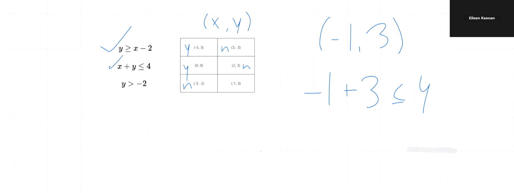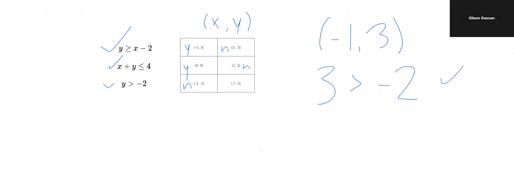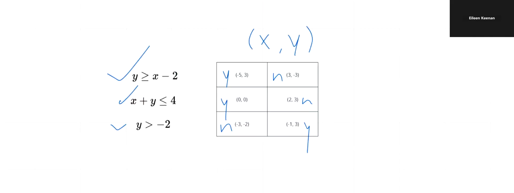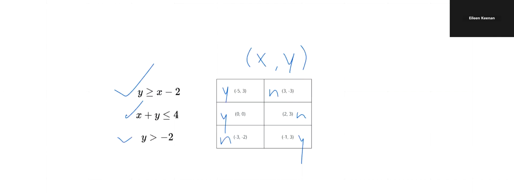And lastly, y is greater than -2. Well, 3 is greater than -2. That checks out, so that's true. So this is also a solution here. So that's how we find out if the points that we're given are part of a solution of linear inequalities. We just plug them in and make sure that they work for all of the inequalities they give us.